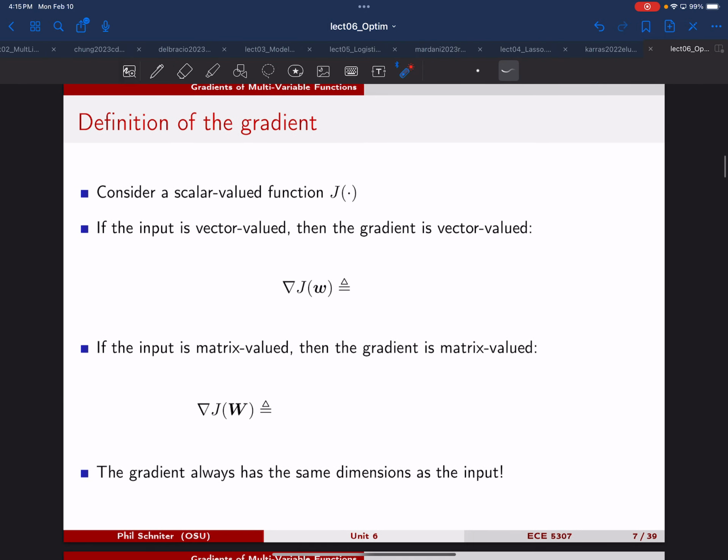Okay, so let's start at the beginning. How do we define a gradient? If the parameter that we're trying to optimize, W, is a vector, then the way the gradient is defined is the partial derivatives with respect to each of the vector's components.